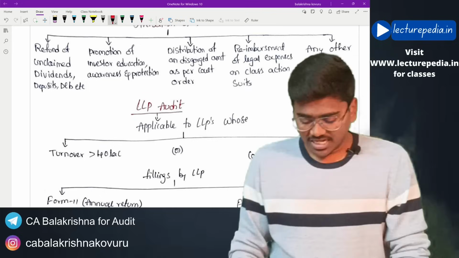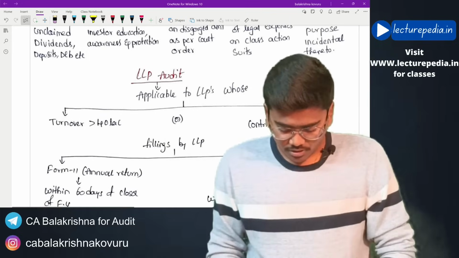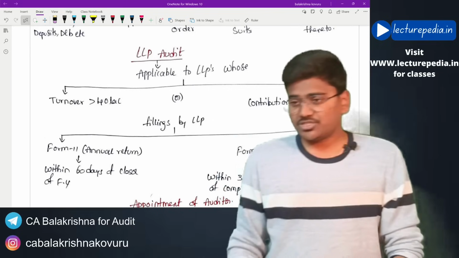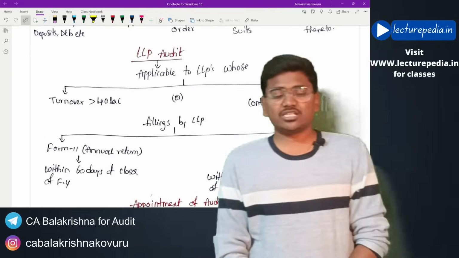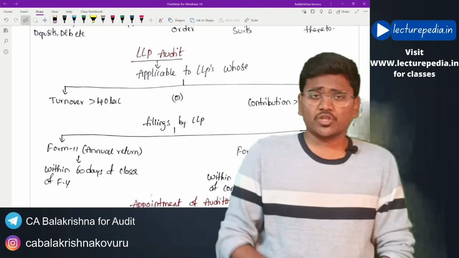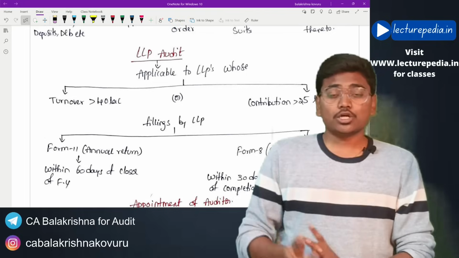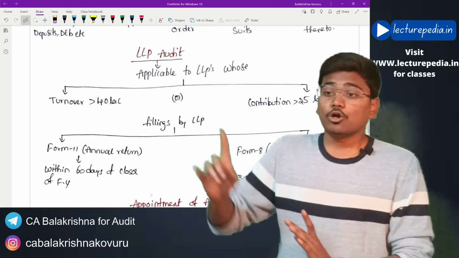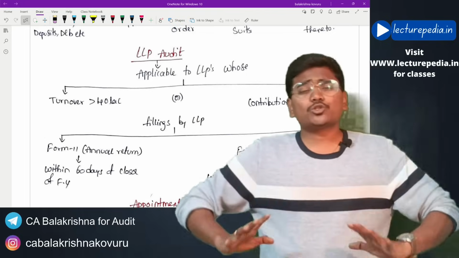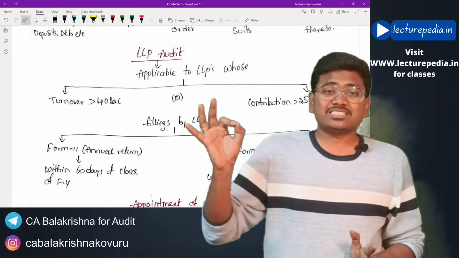Now coming to LLP audit. First of all, to which LLPs, to which limited liability partnership firms, is audit mandatory? Those LLPs whose turnover is more than 40 lakhs or whose total contribution is more than 25 lakhs. Only for those LLPs is audit mandatory.